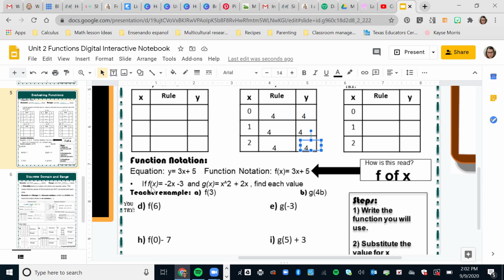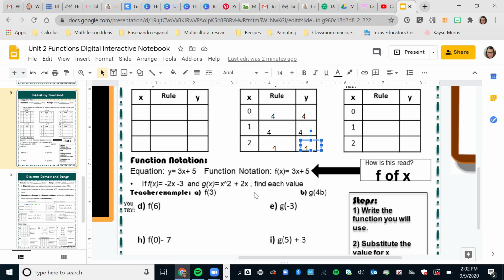So here in this example, we have if f of x equals negative 2x minus 3 and g of x equals x squared plus 2x, find each value. So in this case, this function is named f, this function is named g. And so we just write f of x, g of x. Sometimes you'll see h, and those are the most common letters. You might see a couple of other ones, but the most common letters they use to name these are f of x, g of x, or h of x.